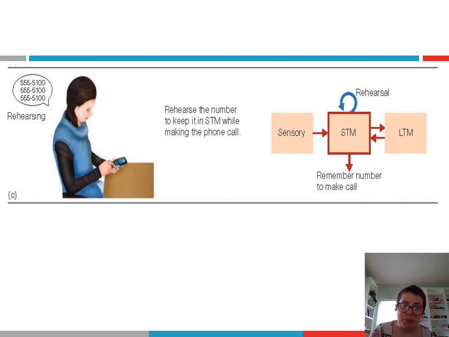And let's suppose that her phone is across the room. So she now has to get up from her desk and walk across the room to her phone, right? So to keep that information in her short-term memory while she's retrieving her phone, she would rehearse the number over and over again, saying it to herself. And that's going to keep it in short-term memory.